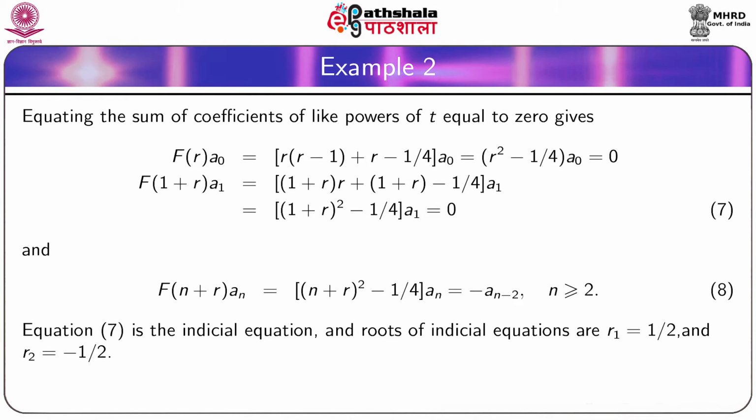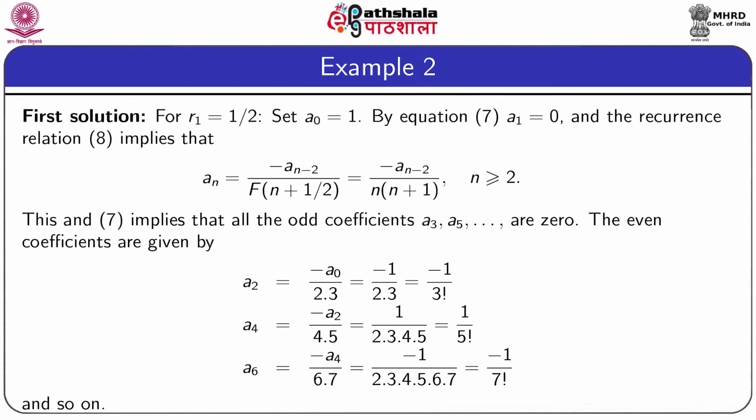Now, equation 7 is the indicial equation, and the roots of the indicial equation are half and minus half, which we denote by r1 and r2. For r1 equal to half, we set a 0 equal to 1, and by equation number 8 we will get a 1 is equal to 0.